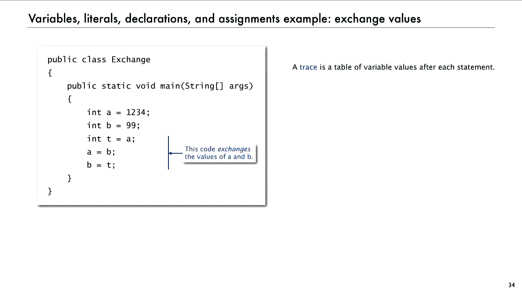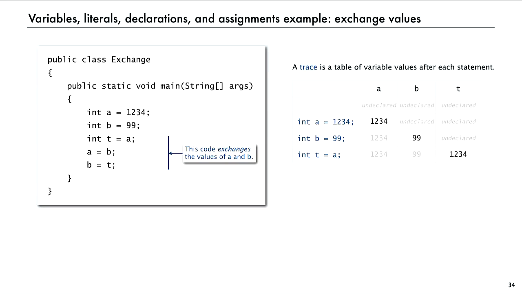Usually, at the beginning, to understand what our programs are doing, we write a table called a trace that just gives the variable values after each statement. So we start out with none of the variables declared. We say int a equals 1, 2, 3, 4, then 1, 2, 3, 4 is associated with a. That's what the table shows. B equals 99, 99 is associated with b. That's what the table says. And then t equals a takes the value that's 1, 2, 3, 4 and associates that with t. So after that statement, t is 1, 2, 3, 4.